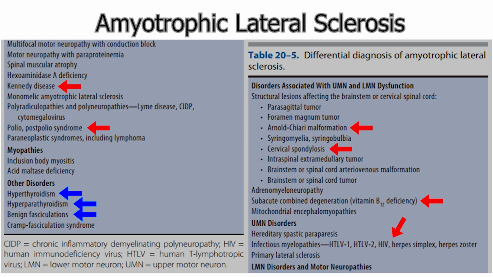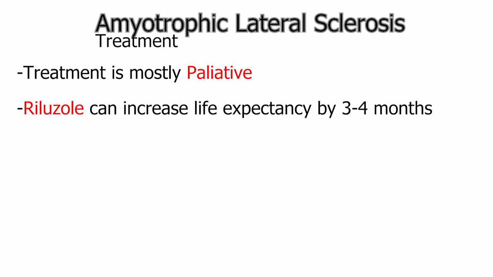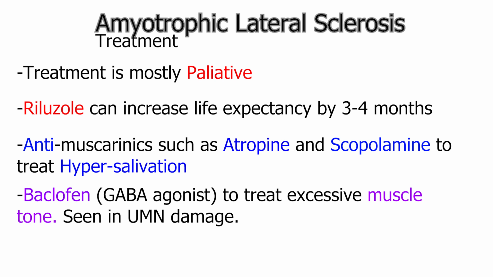So, moving on. In terms of treatment of ALS, unfortunately, the only thing we can do is palliative therapy. There's this drug that allegedly can extend the life expectancy by like a couple of months. The drug's name is riluzole. Not sure if I'm pronouncing it correctly. The treatment also involves antimuscarinics such as atropine and scopolamine to treat excess saliva production. There's also baclofen, which is a gamma-aminobutyric acid agonist. It's used to treat excessive muscle tone and spasticity.